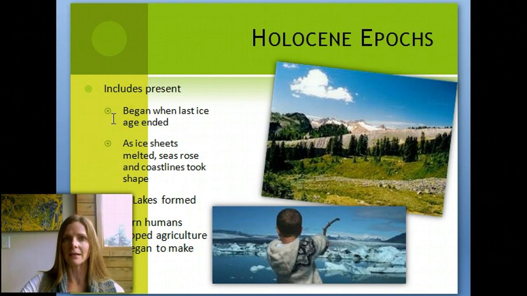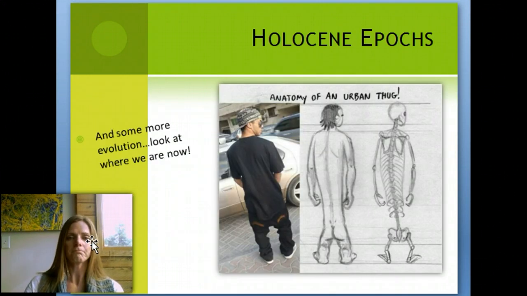So the Holocene epoch includes the present day, okay? It began when the last ice age ended. As ice sheets began to melt, the seas began to rise, and the coastlines took shape. What we have today is after that last ice age. The Great Lakes formed, and modern humans developed agriculture and began to make tools and became a little more well-versed in living in general.